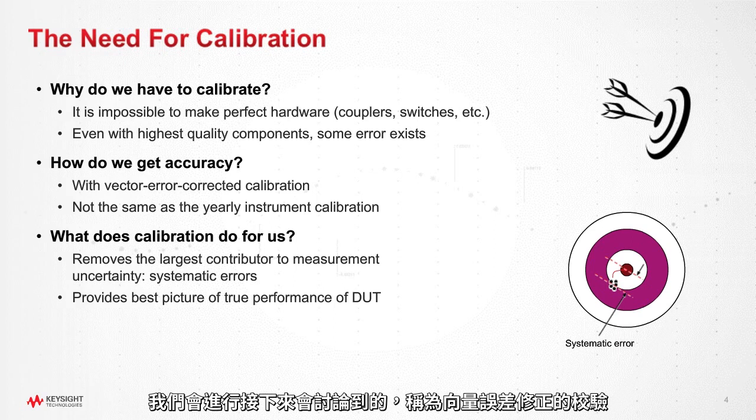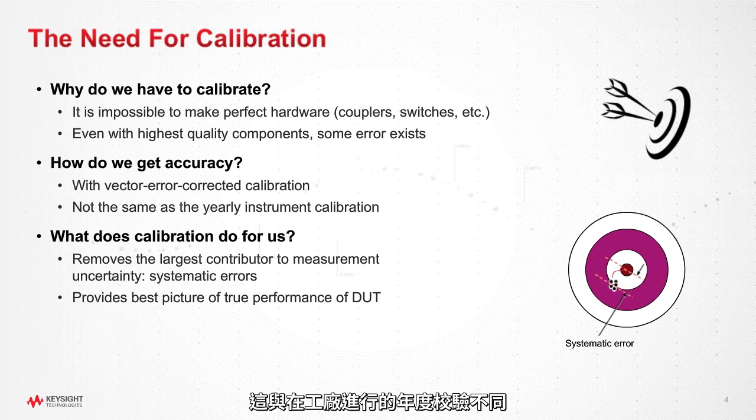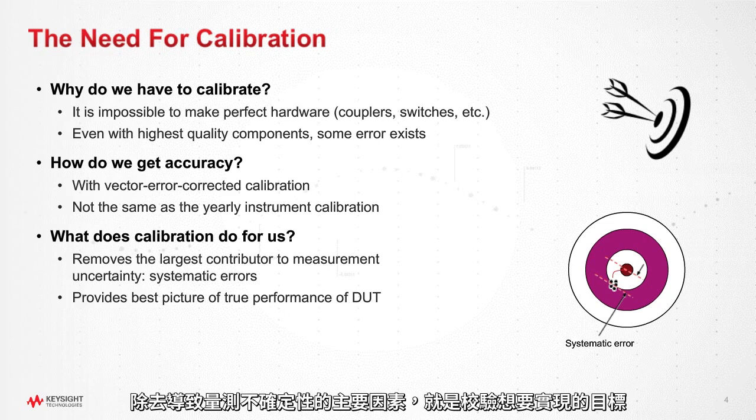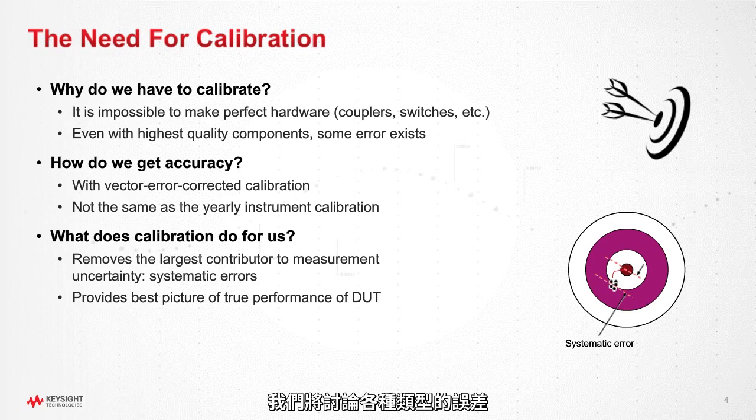Well, we do something called vector error corrected calibration that we'll talk about. And that's different from the annual calibration that's done at the factory. This is something that you do as the engineer in the lab right before the measurement. And what does the calibration do for us? Well, removing the largest contributor to the measurement uncertainty is what we want to achieve. And we'll talk about various types of error, systematic error being the largest. And the ultimate goal for us, of course, is getting the best true performance of just the device under test. We don't want to measure cables. We don't want to measure fixtures. We want to measure that device that you're designing to go as fast as you can somewhere in the channel transmitting high-speed digital data.